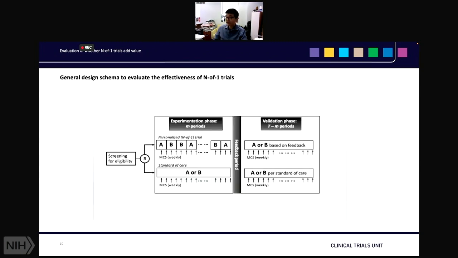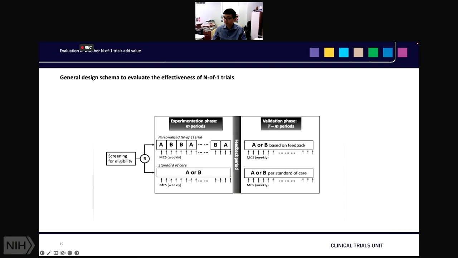So this is a schema of what the PREEMPT study design looks like. When we screen for eligibility, we randomize participants to receiving either N-of-1 trials or standard of care. In the N-of-1 trial, it is a multi-period crossover design. Participants are randomized to drug A and drug B in a random order, and then we track the outcome on a regular basis.